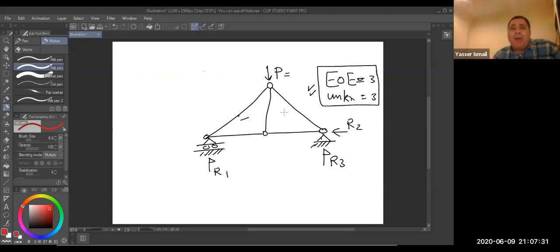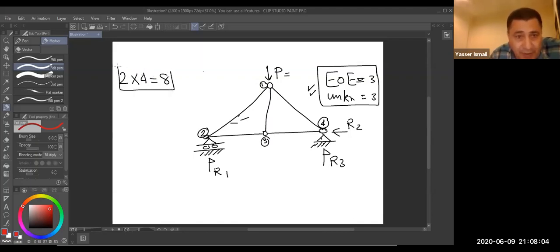I am talking about stability of the truss. Stability of the truss, let us see another equation. What does it mean? If you have joints, how many joints are there? One joint, two joints, second joint, third joint, fourth joint. Okay, 2 multiply joints, 2 multiply 4 joints equal 8. Okay, equal 8. Let us see the members.